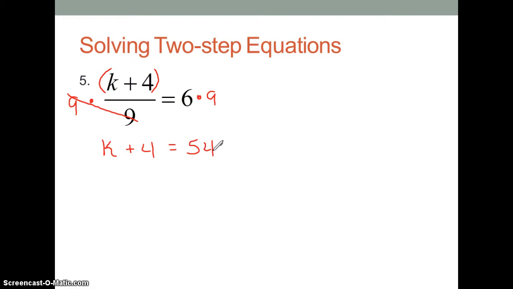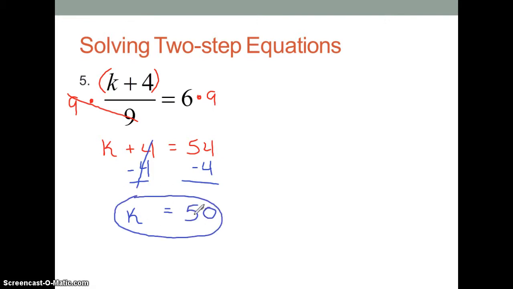Now we can undo that plus 4 by subtracting 4. On this side, they cancel out and we're just left with k. On this side, it equals 50. So your final answer, k equals 50. If you plug that in, 50 plus 4 is 54 divided by 9 will give you 6.